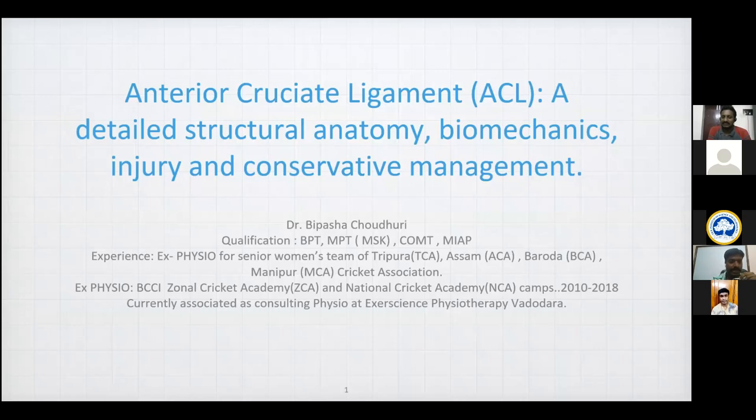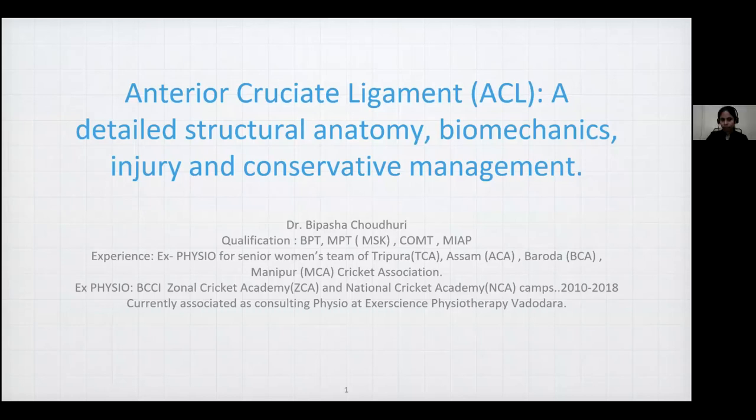And today's topic is anterior cruciate ligament. The key points which we are going to discuss are the detailed structural anatomy, biomechanics, injury, and the conservative management.